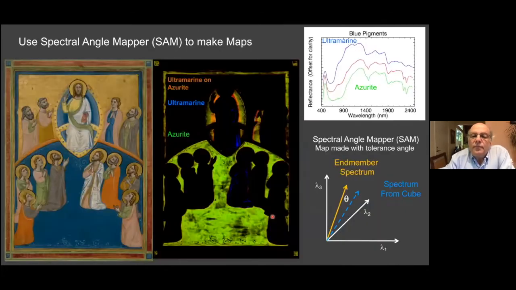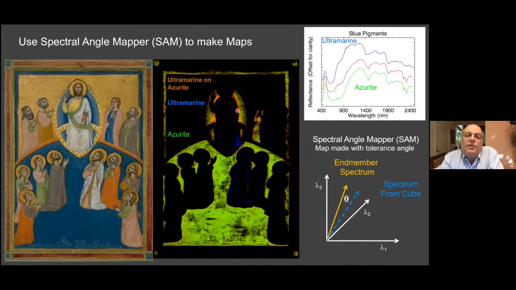And so we can use a spectral angle mapper method, which just measures, in hyperspectral space for the different wavelengths, the angle between a reference spectrum and any spectrum in the cube. And if the angle is small enough, within tolerance, we can assign that to that particular material, and then make these maps, let's say, of azurite.